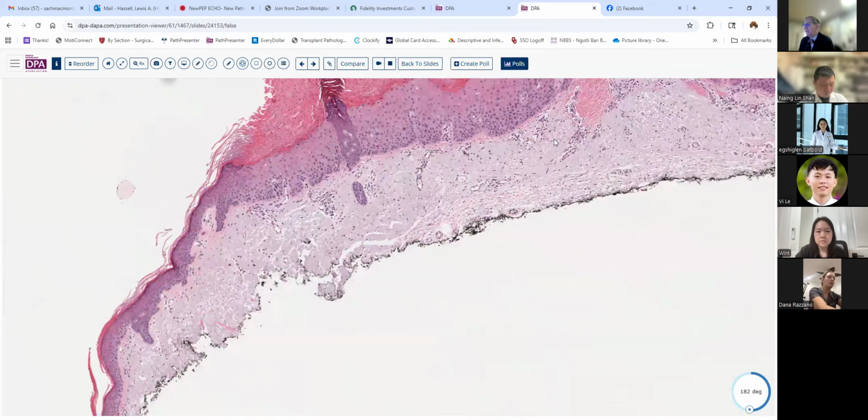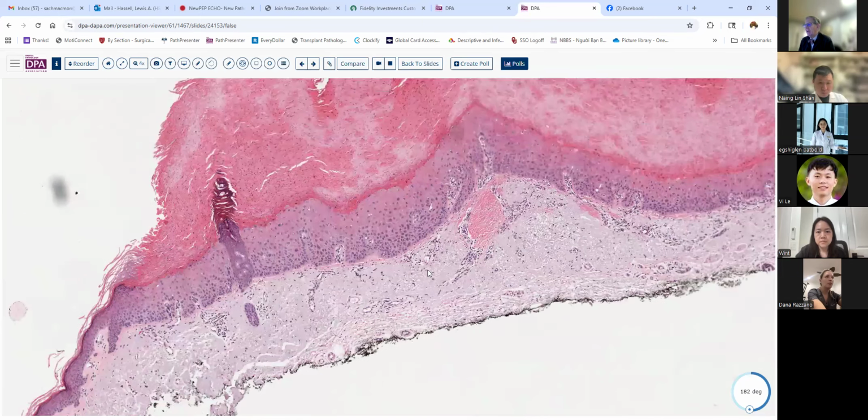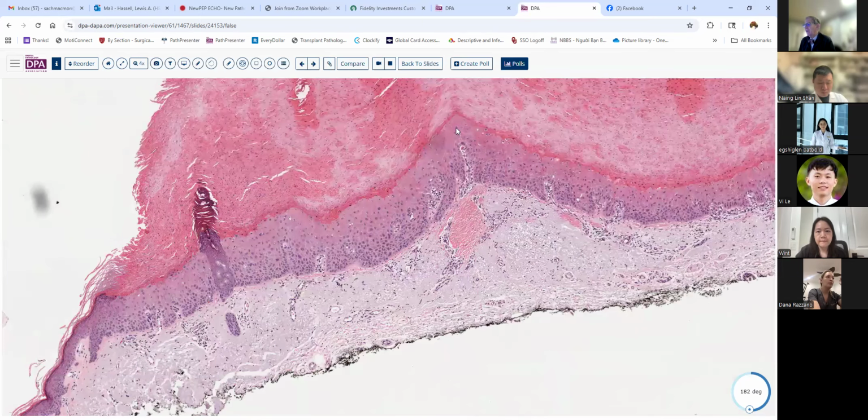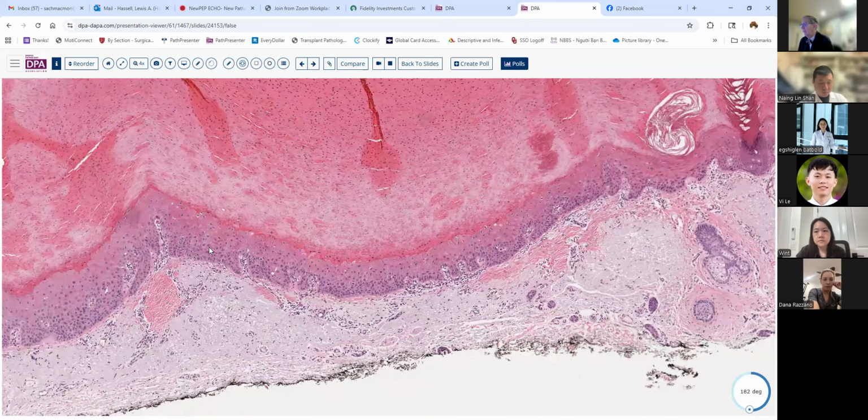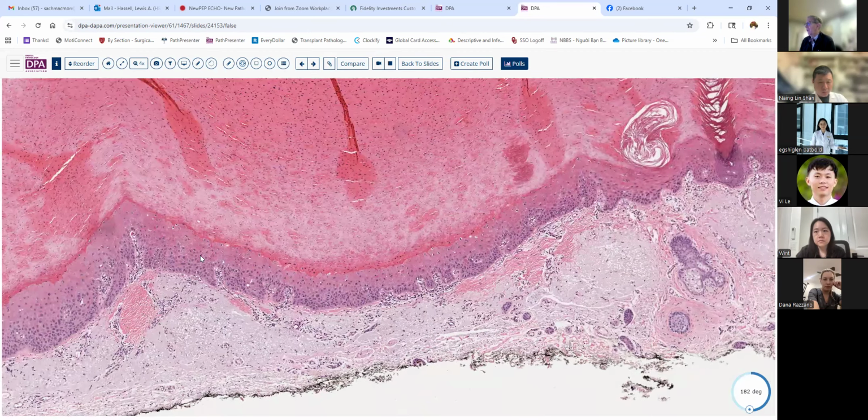So putting all of these things together, sun-damaged skin, loss of granular layer and normal maturation, nuclear variability, a little bit of hyperplasia, mitotic figures, and so forth. What kind of a diagnosis are we thinking about with this process, do you think? Wynn, do you have an opinion? Actinic keratosis. Exactly.